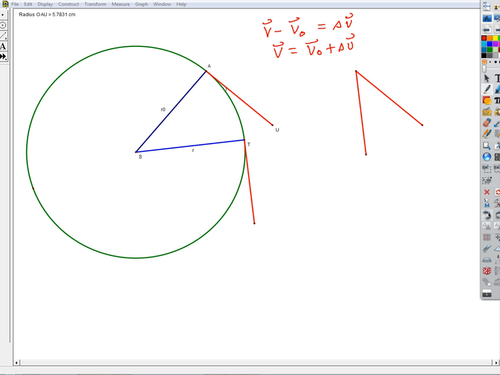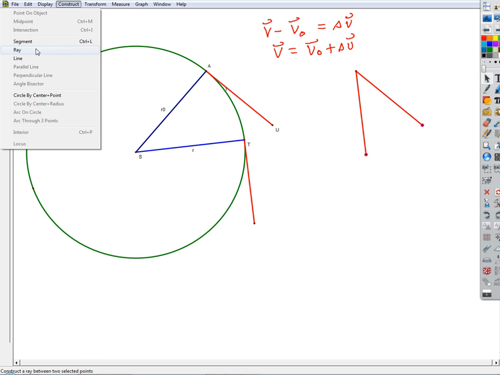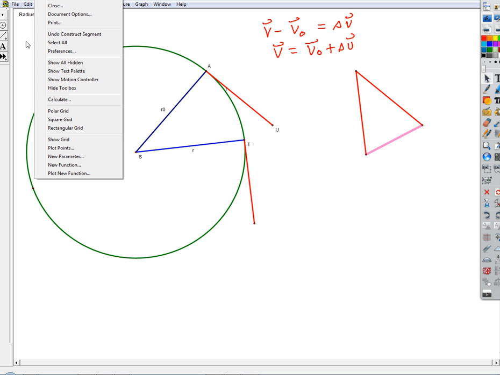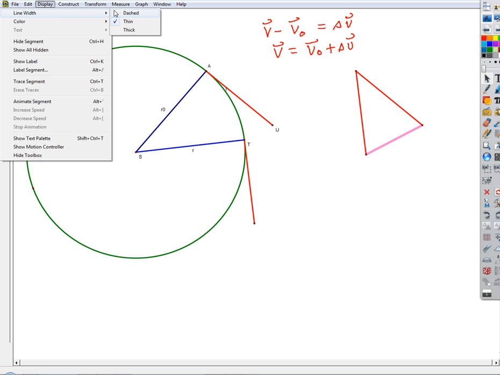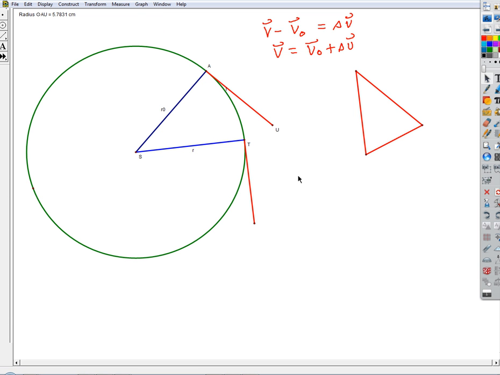So let's go ahead and build that vector then. We're going to use these two endpoints and construct that segment. They're just going to be segments for us. But isn't that like an isosceles triangle? It is an isosceles triangle. You're exactly right. Wow, I know geometry. Yes, you do. Okay. So that's delta V.